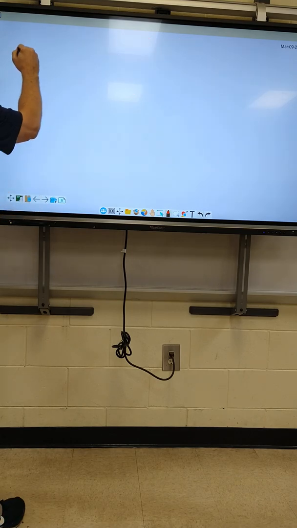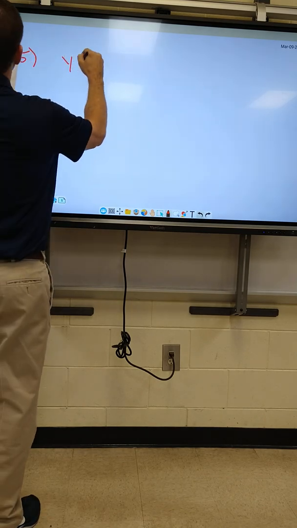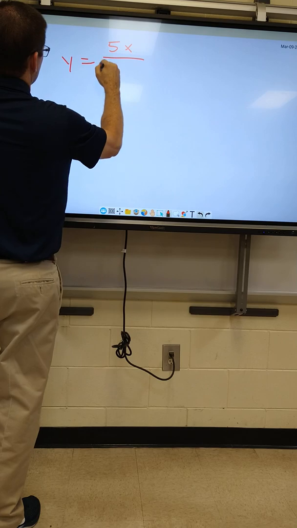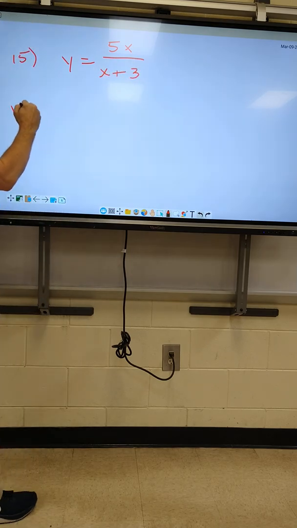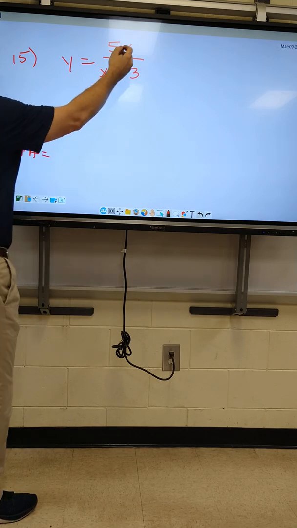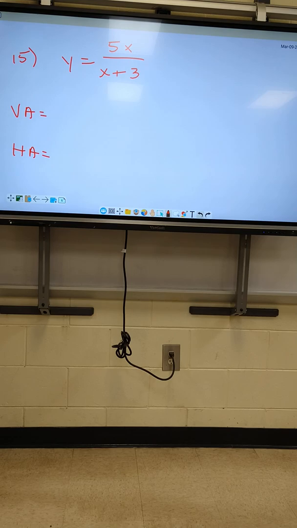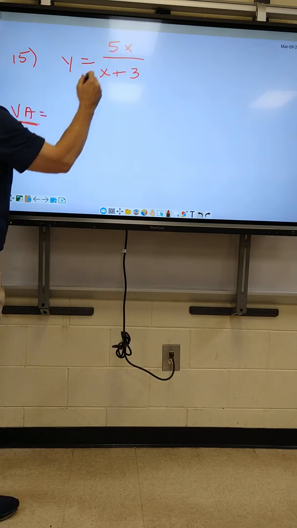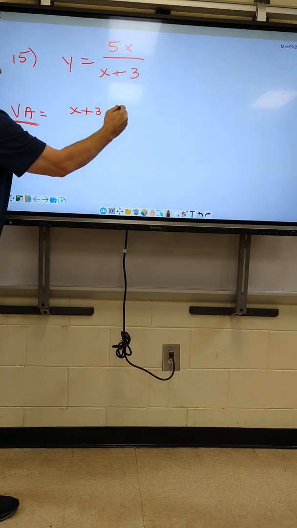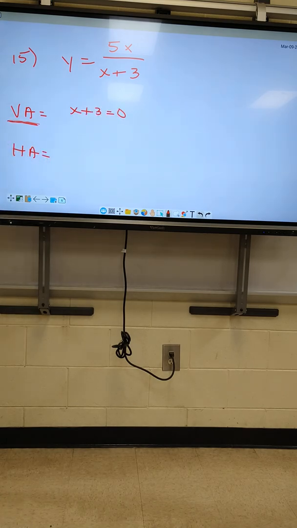All right, let's go to 15. So this one's got a VA and a HA. How do I know this one's got a VA and a HA? Because look, you don't have an x squared on the top. You can't factor anything, can't cross anything out, so we gotta do it this way. All right, so we did these yesterday. How do you find the VA? Take the bottom, you don't even look at the top, remember. Take the bottom and set it equal to 0. Write it down. The negative 3? Good.